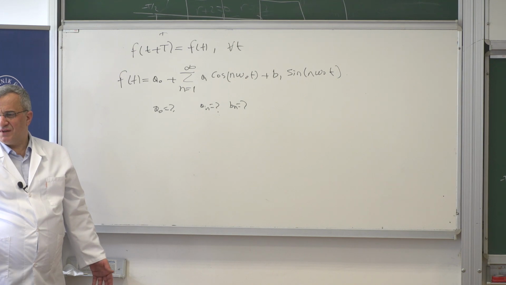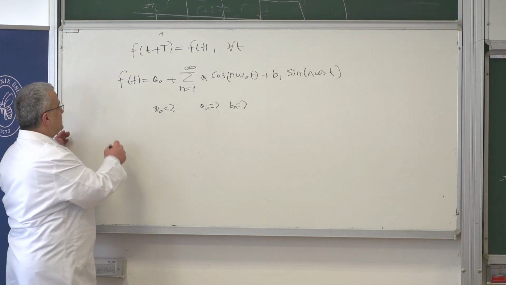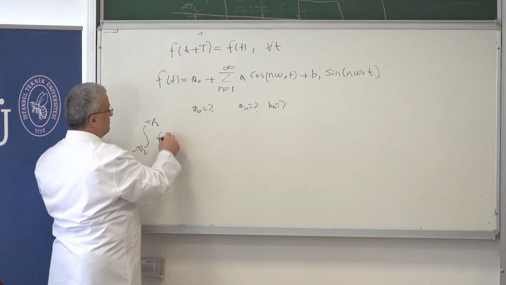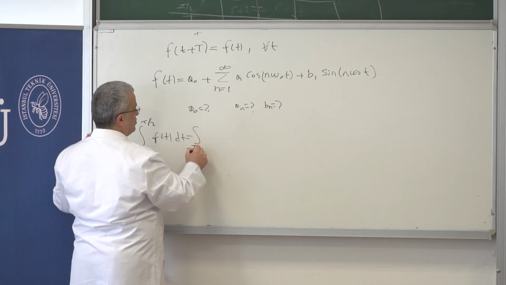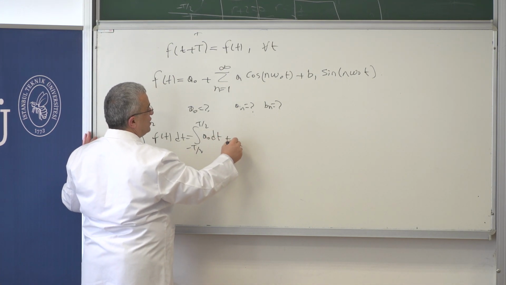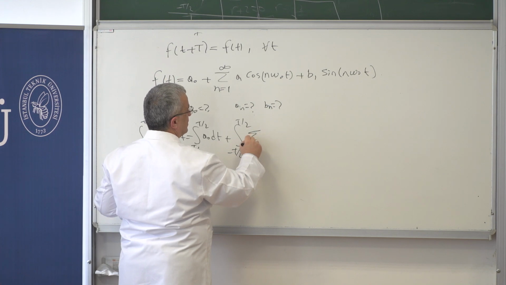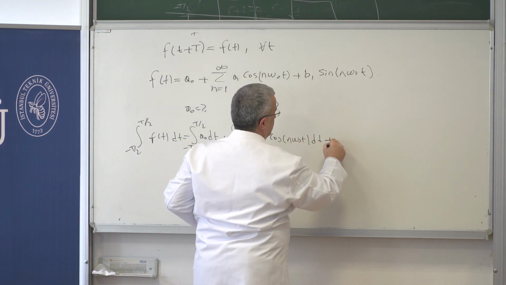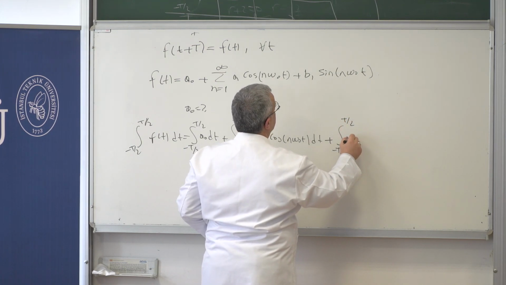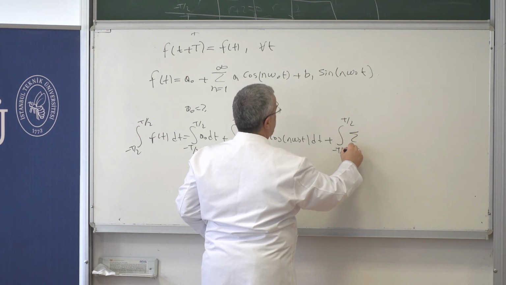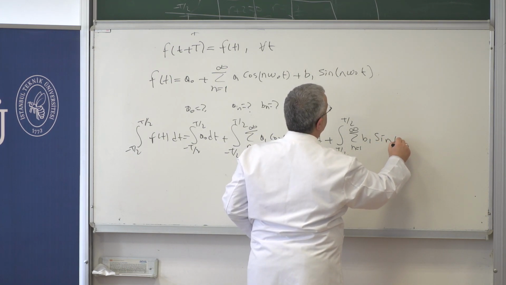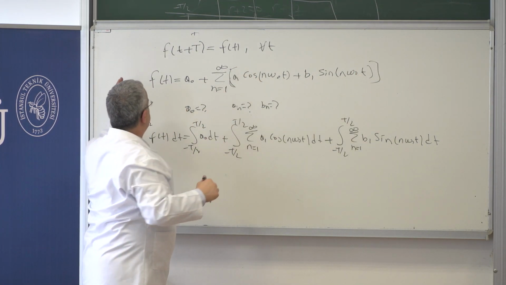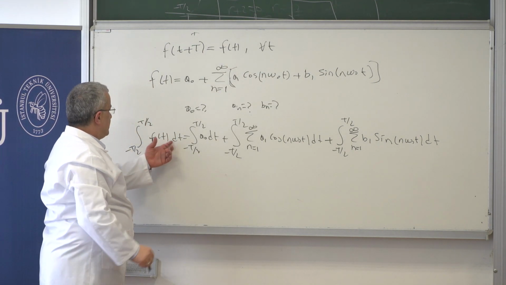So I would like to find this. We made all the preparations. Now it's just one line to finish it, right? First of all, I calculate the integral of both sides. So the integral from minus T over 2 to plus T over 2 of f t dt is equal to the integral from minus T over 2 to plus T over 2 of a0 dt plus the integral of the summation. This summation is for both of them. I take the integral of both sides. Okay, this is something we need to calculate.